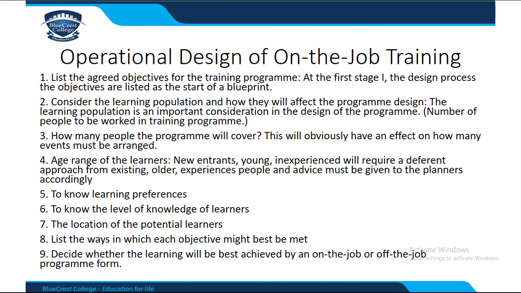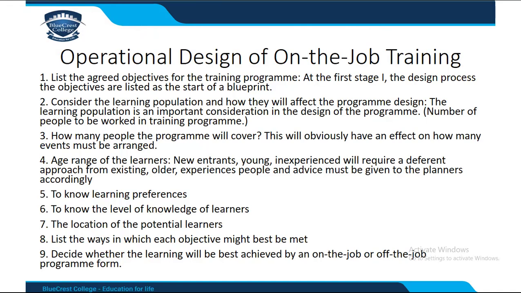You also need to know how many people the program will cover, so that in selecting a venue, you don't get a venue that is too small or too big for the training. You also need to know the age range of the learners because the way young people are able to pick things up is different from how old people are able to learn. So you need to know the age range of the learners. You need to know the experiences they have, so that the training can be tailored for them well.